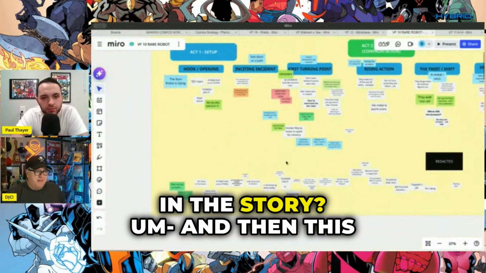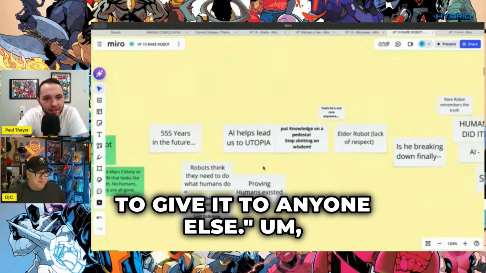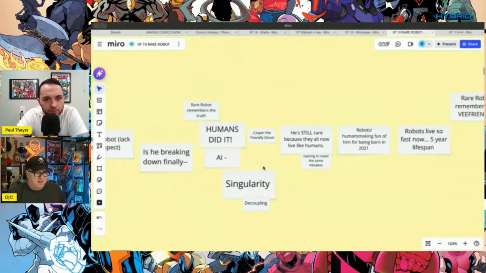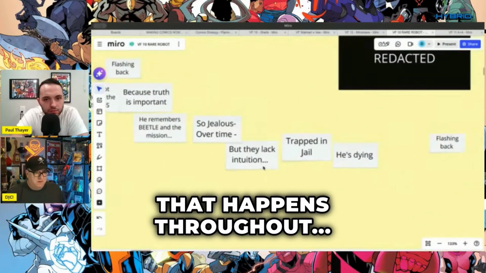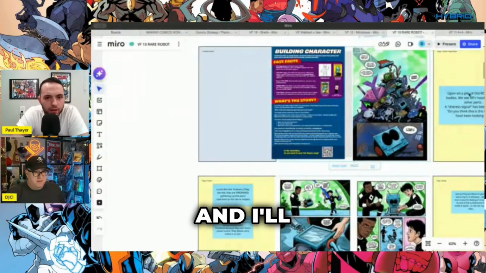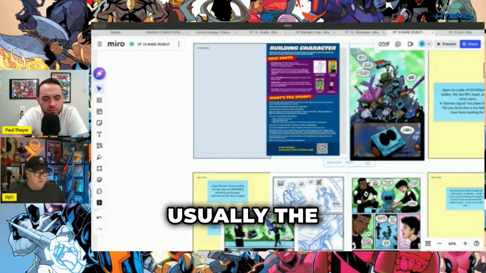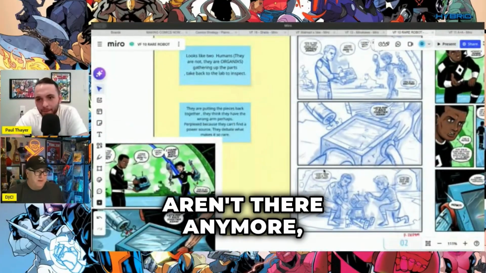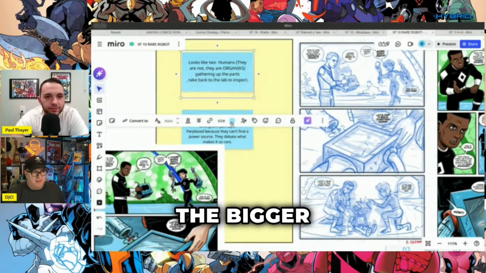I love it. And then this one's a little bit messy, but because I made it myself, I didn't need to give it to anyone else. AI helps Utopia. So this is the actual storyline that happens throughout. Although this didn't happen, he's not dying. And then I take these cards and underneath these would usually be the pencils. The inks. The roughs aren't there anymore, but usually just pencils and colors for me. But those note cards become the bigger overarching thing.